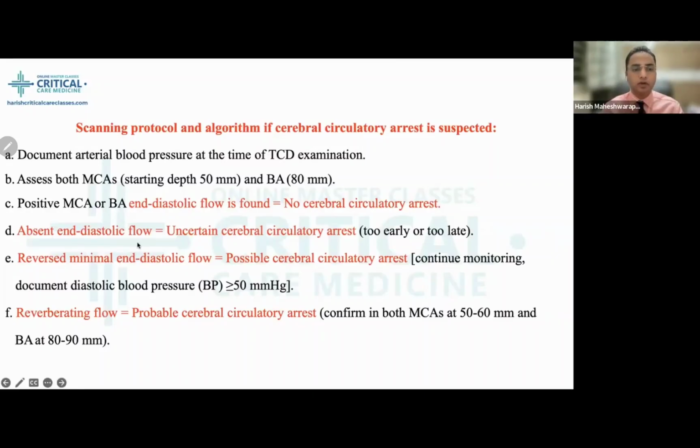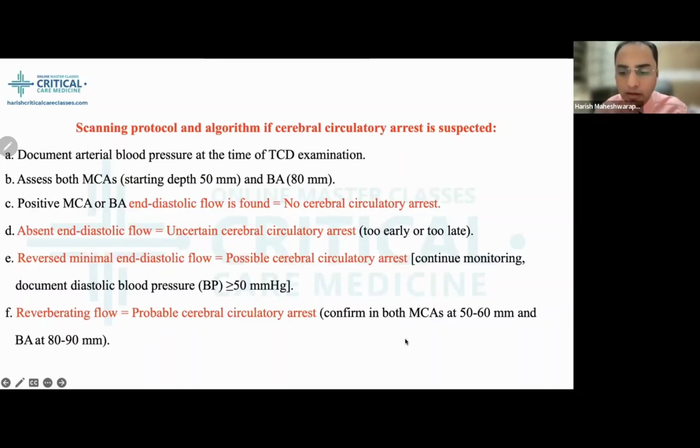Absent end diastolic flow means uncertain cerebral circulatory arrest. It is too early or too late to comment. Reversed minimal end diastolic flow means possible cerebral circulatory arrest. Continue monitoring, document diastolic blood pressure, which is around more than or equal to 50 millimeters of mercury. Reverberating flow means probable circulatory arrest.